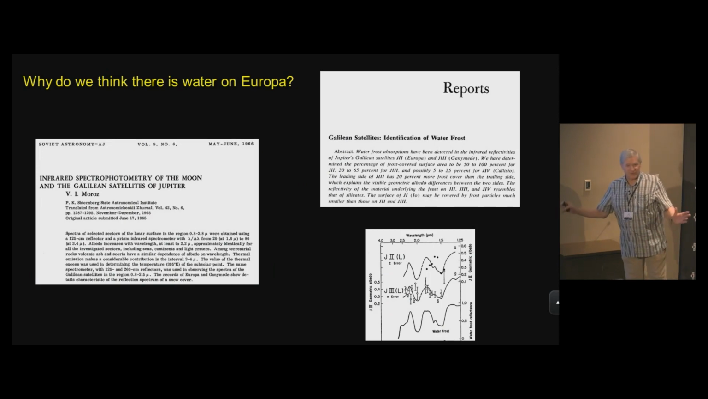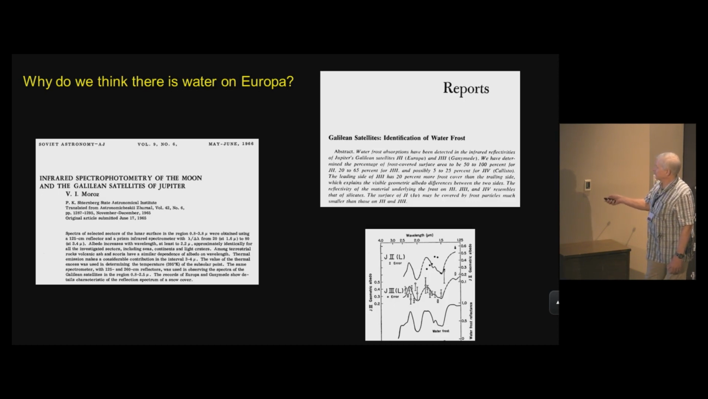Okay, enough on the methods. Why, Murphy, why do we think there's water on Europa? Well, this is a 1966 paper, and there's a suggestion down here: the records of Europa in telescopic observations are characteristic of the reflection spectrum of a snow cover. And I think this is 72, Pilcher et al. In Science, they got water frost absorptions in Ganymede, J2. So this is their spectrum, and you see the absorption features.